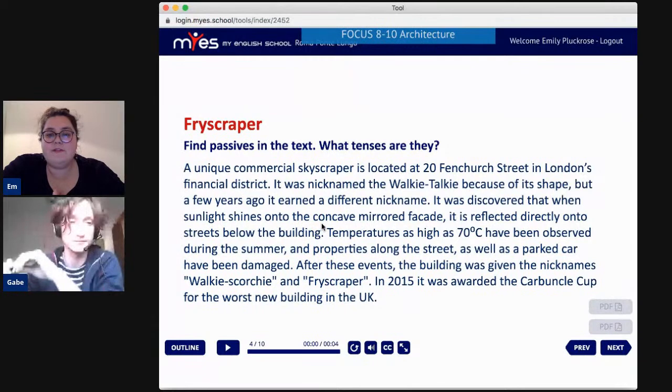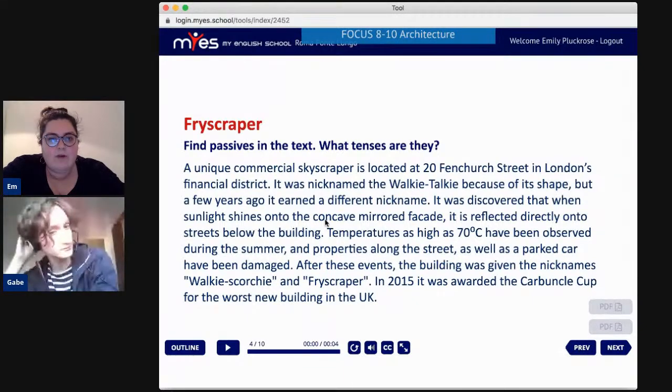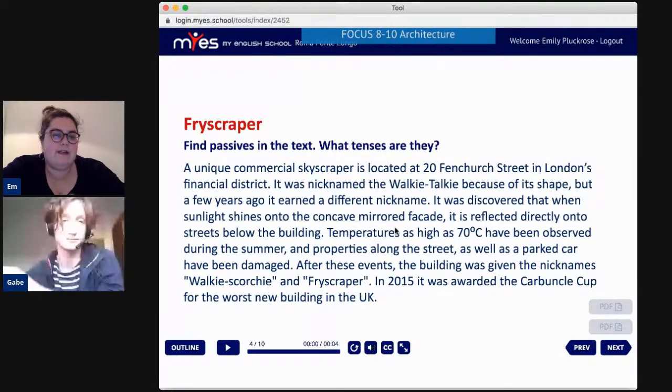I think it's worth, for the students, I think it's worth you guys maybe going and finding a photo of the building, 20 Fenchurch Street, because it's a strange shape, but it's difficult to understand what it means about this concave mirrored facade. And it only makes sense if you can see a photo of it.